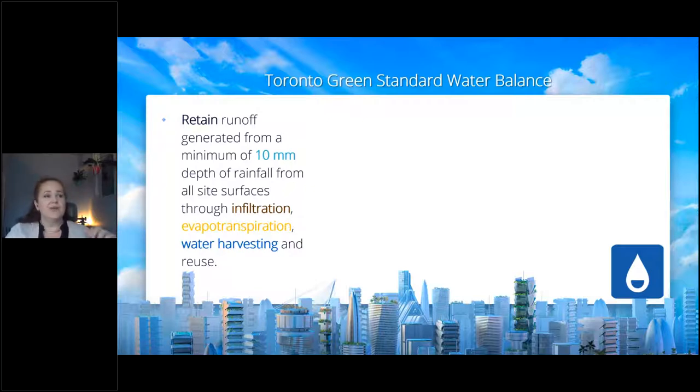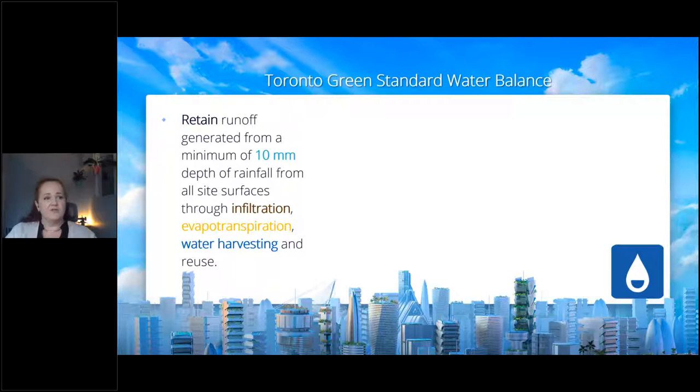You are required to retain the runoff generated from 10 millimeters. So they haven't gone quite all the way up to that provincial target. They have found something which will help developers to understand the new technologies and sort of drive people forwards with innovation, but without making it very difficult to achieve all at once.